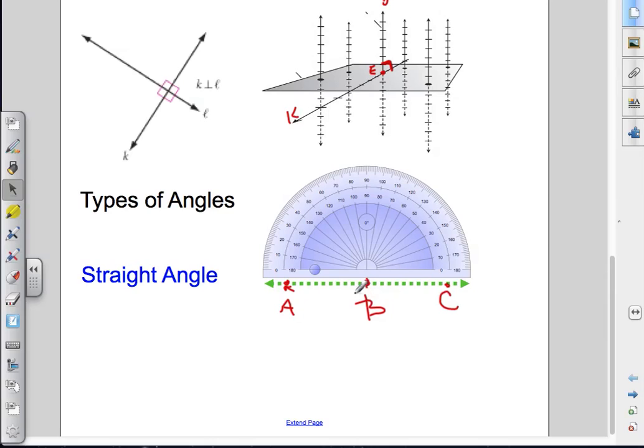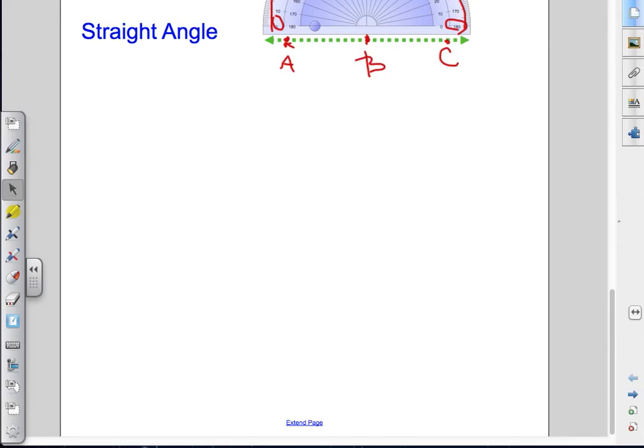Well, here I have a straight angle. And if you notice, if I measure from this end all the way to the other end, it goes from 0 degrees to 180 degrees. And if I start on this end, it goes from 0 degrees all the way to 180 degrees. So a straight angle is basically an angle that measures 180 degrees. Okay? Next, let's talk about an angle that you're probably very familiar with already.